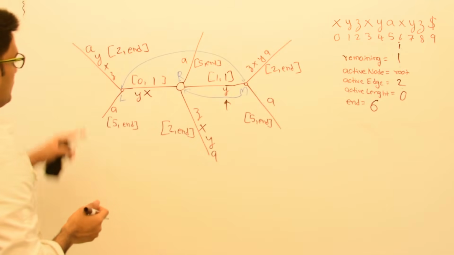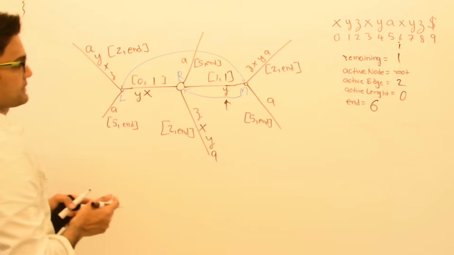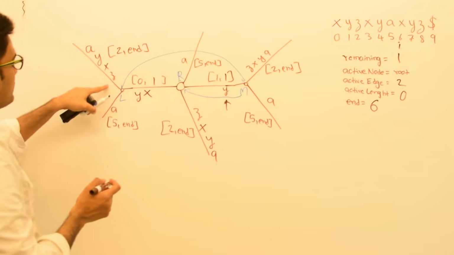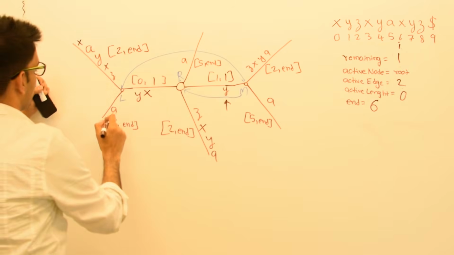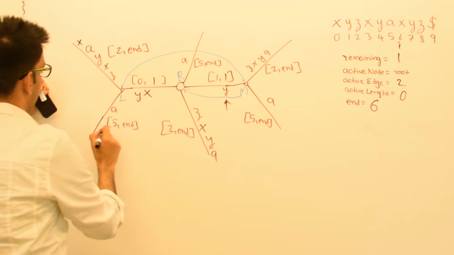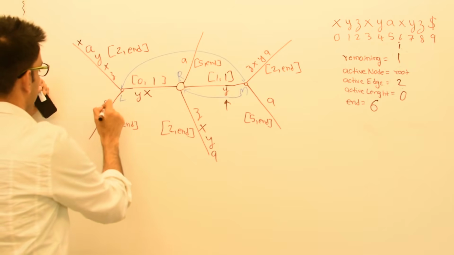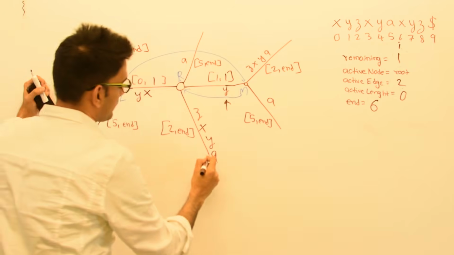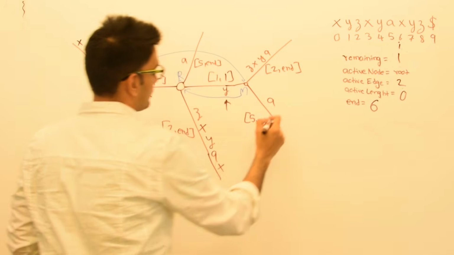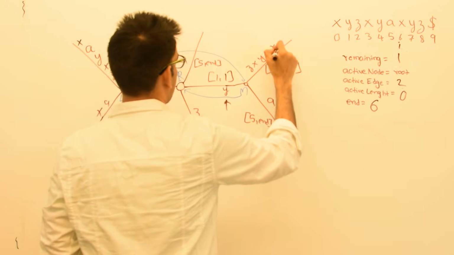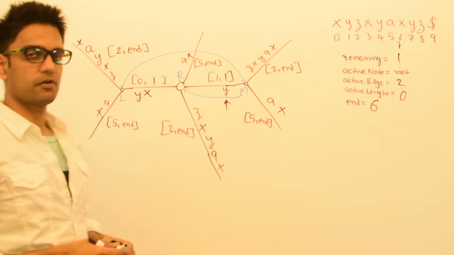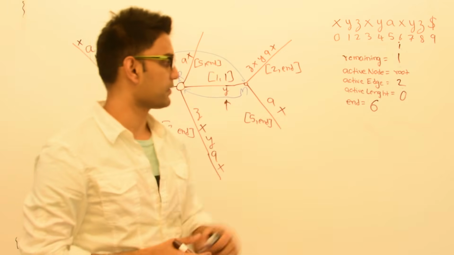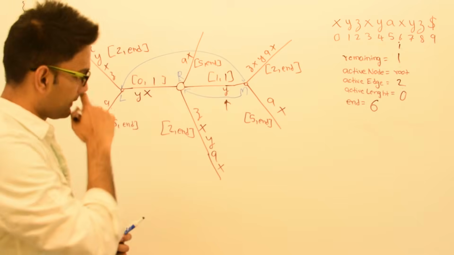Then rule 1 extension gets taken care of. So this one is now really representing z, x, y, a, x. This is representing ax. This is representing x. This is representing ax. This is representing x, and this is representing ax. So for all the leaf nodes, rule 1 extension gets taken care of by just incrementing end by 1.